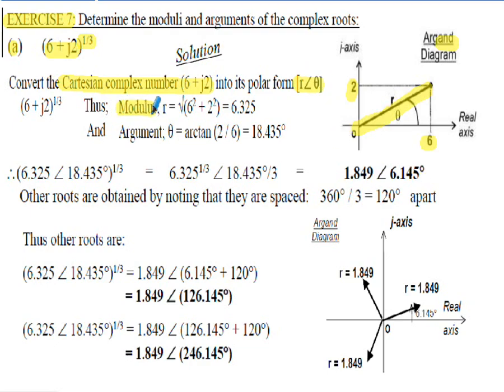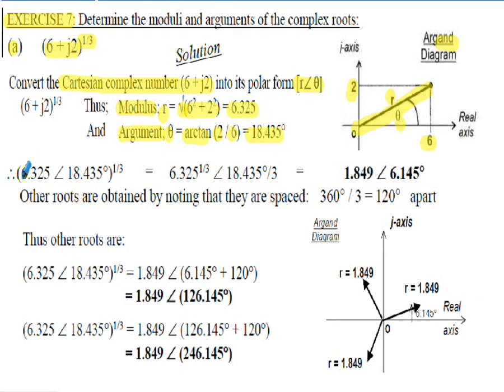So modulus r from Pythagoras' theorem is the square root of 6 squared plus 2 squared in this case. That gives us a value of 6.325. And the argument, angle theta, is the tan to the minus 1 of 2 divided by 6, which gives us a value of 18.435. So we now have our r value and our theta value in polar form. Notice from the Argand diagram our phasor is in the first quadrant, so we can work out the argument theta directly from our arctan formula.